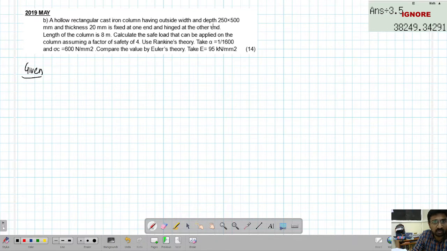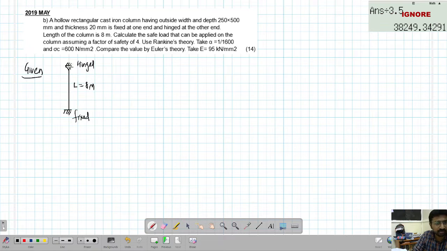So the length of the column is the first thing that I am going to draw. So it's a column. The boundary condition is fixed at one end, so this is fixed here. It's hinged at the other end. So length is 8 meters.